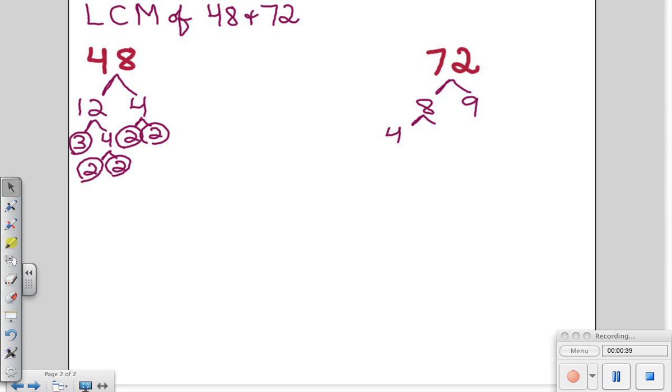The 8 goes 4 and 2. 2 is prime. 9 is 3 and 3, and both of those numbers are prime.